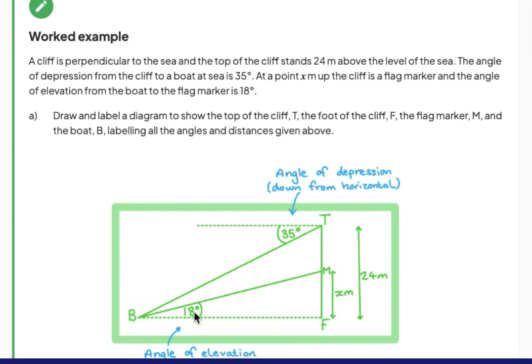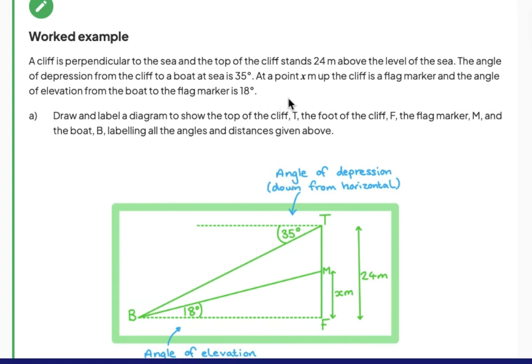So you can say 35 minus 18, you get what is here, 17, right? So this remaining small place will be 17, because the whole of this angle of depression is alternate to the angle of elevation. So the whole of this angle B is 35 degrees. Okay, now let's move on.